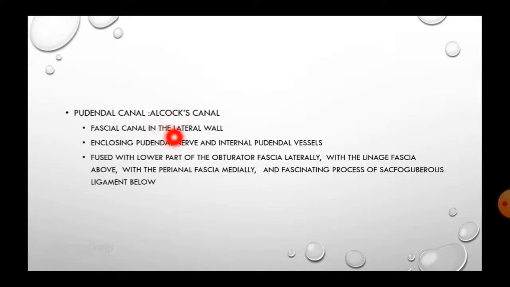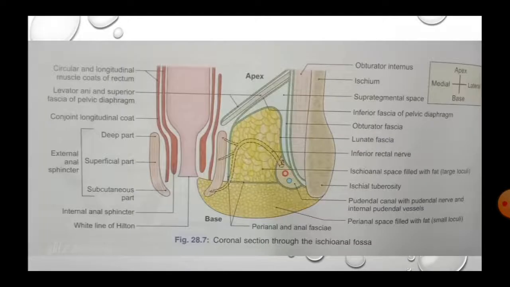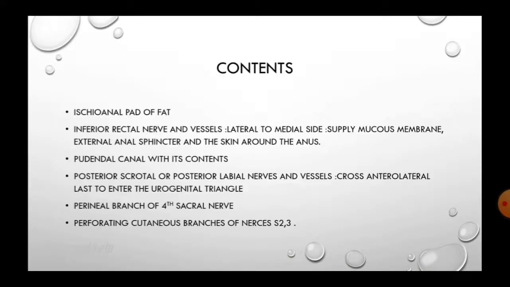It is a fascial canal in the lateral wall of the ischioanal fossa, enclosing the pudendal nerve and the internal pudendal vessels. It is fused with the lower part of the obturator fascia laterally, the lunate fascia above, the perianal fascia medially, and below with the falciform process of the sacrotuberous ligament.